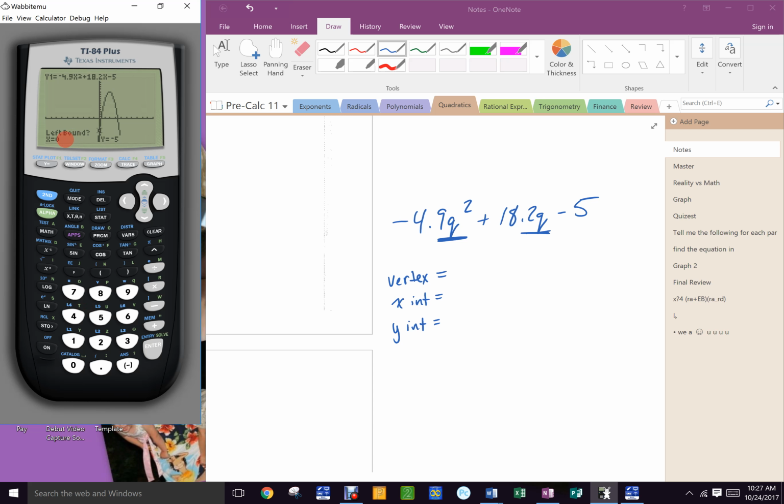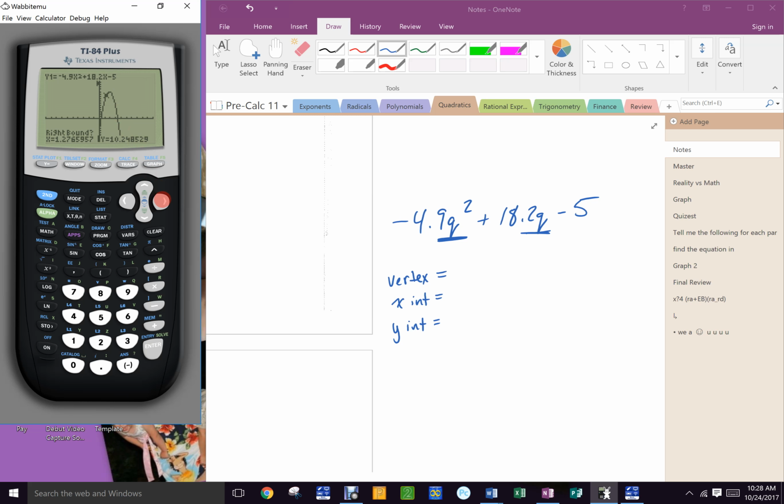Now it says I need the left boundary. Am I allowed to put it anywhere to the left of the vertex? Is my cursor on the left of my vertex right now? Right where it is? It is. So can I push enter? Sure. Now I need the right boundary. Is my cursor to the right of my vertex yet? It's flashing right there. Is that the right of this peak? Yes or no? No. So I need to move it until it is to the right.